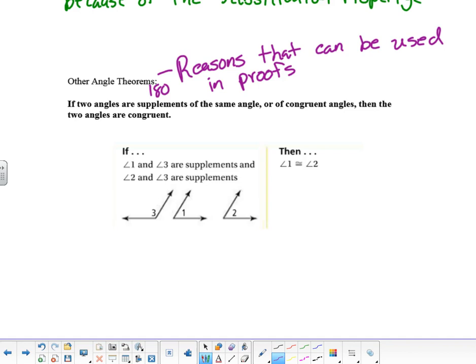So just to help you with this, let's put some numbers in it. Let's say angle 1 is 70 degrees, and angle 3 then would be 180 minus 70, so it would be 110. So they're supplements. They have to add to 180. And if angle 2 and angle 3 are supplements, that means angle 2 would also have to be 70. So therefore, angle 1 is congruent to angle 2. So if two angles are supplements of the same angle, then the two angles are congruent. That's a reason we can use.